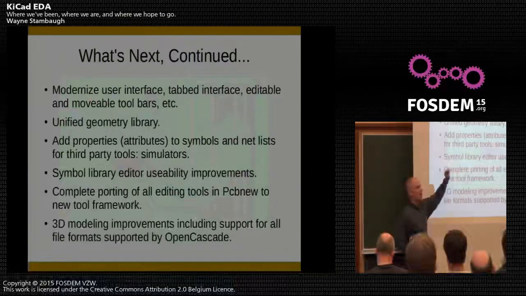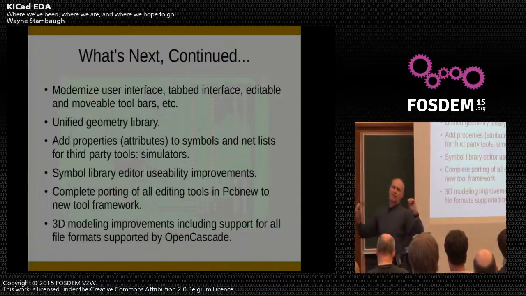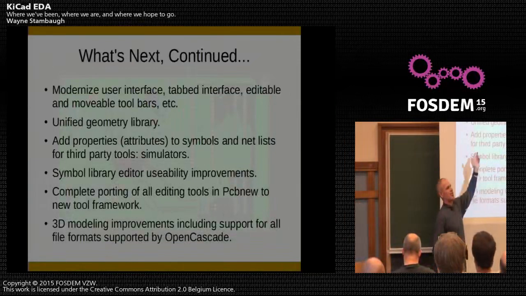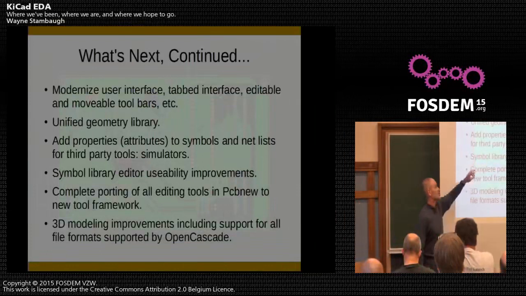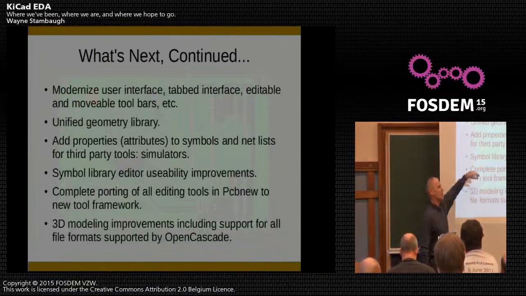We want to add, this is an important one. We were talking about this earlier with the simulation guys. We need to be able to add arbitrary attributes to anything, whether it's a net, a component, whatever. We need to be able to add these attributes so the simulators can do their job. So we can do SPICE right now. It's a little awkward and clumsy, but we need to go way beyond that. The symbol library editor really has some issues.